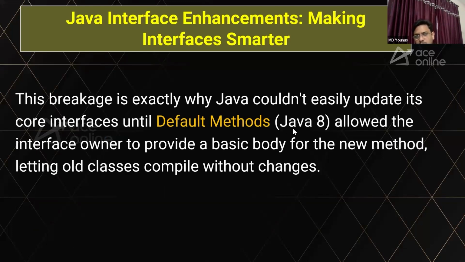Default methods got introduced in Java 8 and allowed the interface's owner to provide a basic body for the new method, letting old classes compile without changes. Actually, from Java 7 onwards, great enhancements happen. So it's very important. What is the reason behind it?